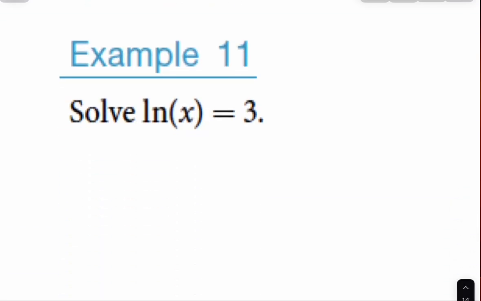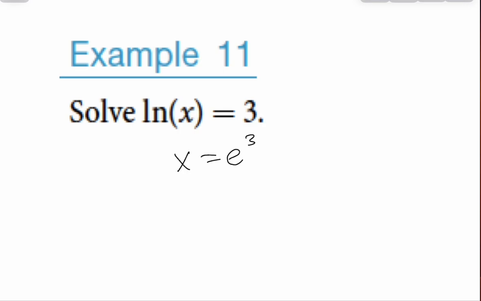Example 11, I'm just going to do, it's going to be a one-step, super quick problem. It's just x equals e cubed. If you didn't write that one down, I just want to show you how quickly you can solve it. If it says the natural log of x equals a number, it's just e to that number. Bam, you're done. So I did want to show you that quick little example.